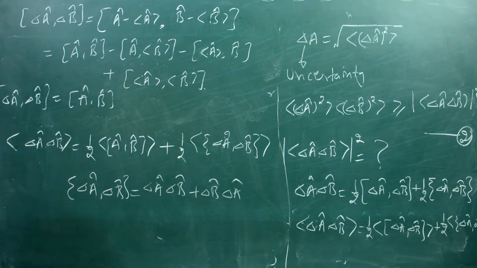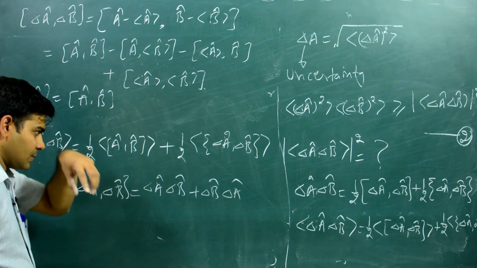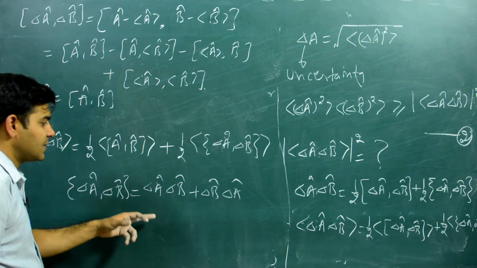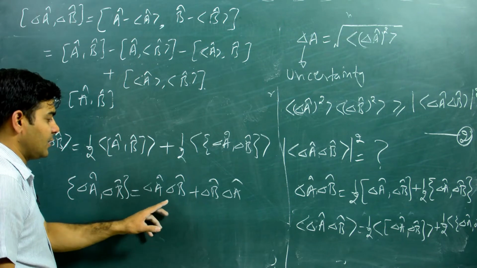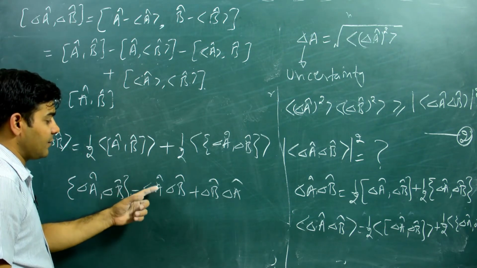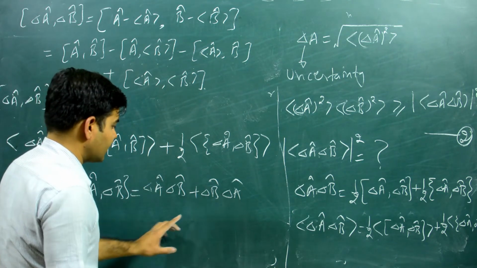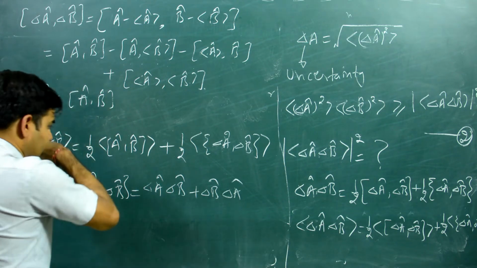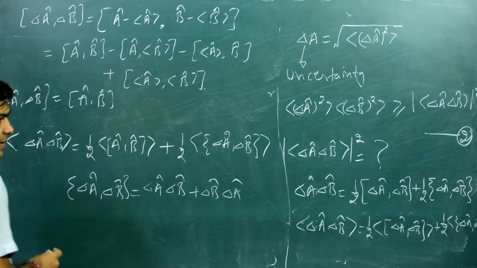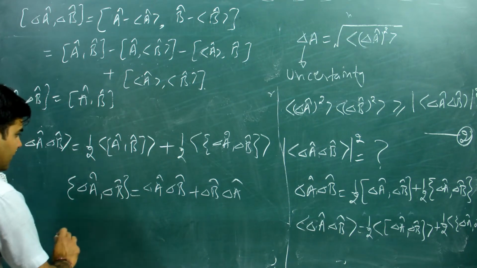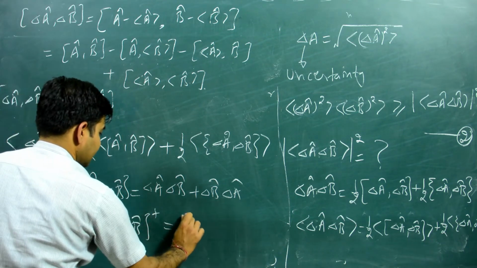Okay, so if I take the Hermitian conjugate of this anti-commutator, it will be the same, because the conjugate of delta A hat delta B hat becomes delta B hat delta A hat, since they are Hermitian, and similarly the other term becomes delta A hat delta B hat. So it is essentially the same. But if I take the Hermitian conjugate of, for example, the commutator of A hat, B hat, this will have a minus sign. So what I'm saying is that if I take the Hermitian conjugate of the anti-commutator, it is equal to the same.